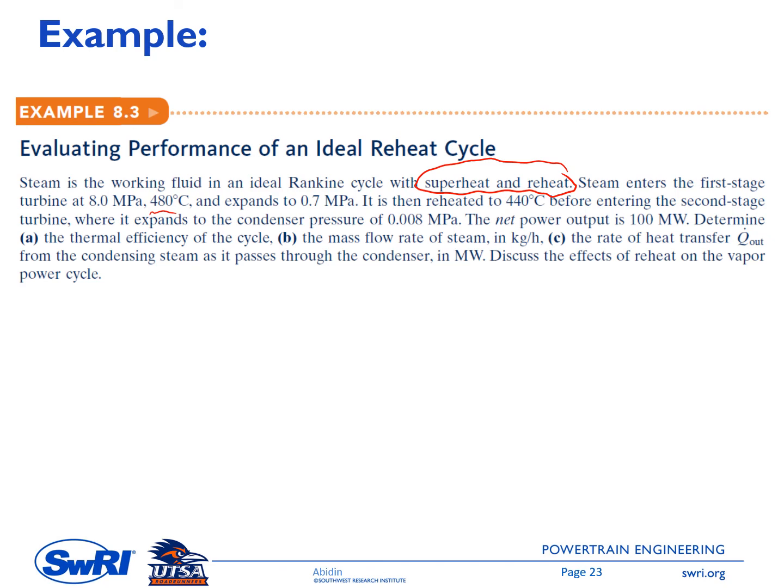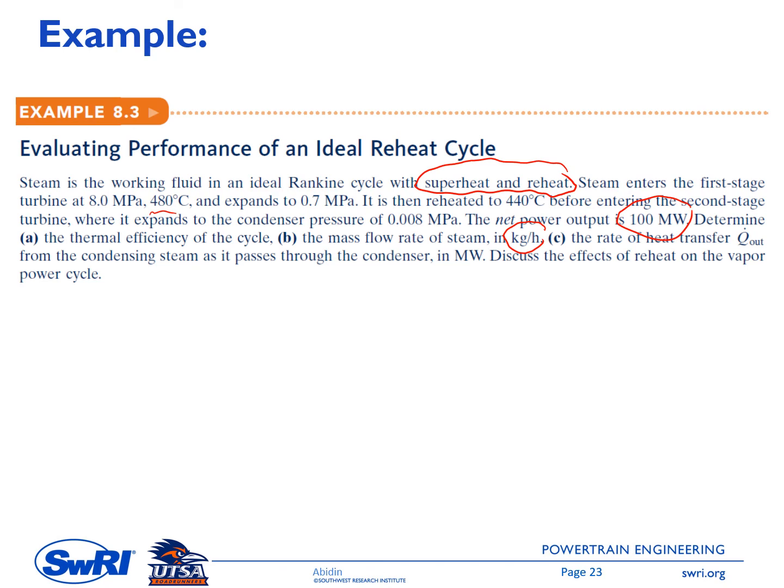Before entering the second stage turbine, where it expands to the condenser pressure of 0.008 megapascal. And then the net power output, okay, in this problem, the net power output is given. It is 100 megawatt. The first question is determine the thermal efficiency of the cycle, and then the mass flow rate of steam. In this case, because the net power is given, then we can calculate the mass flow rate of the steam. So the unit here is kilogram per hour.